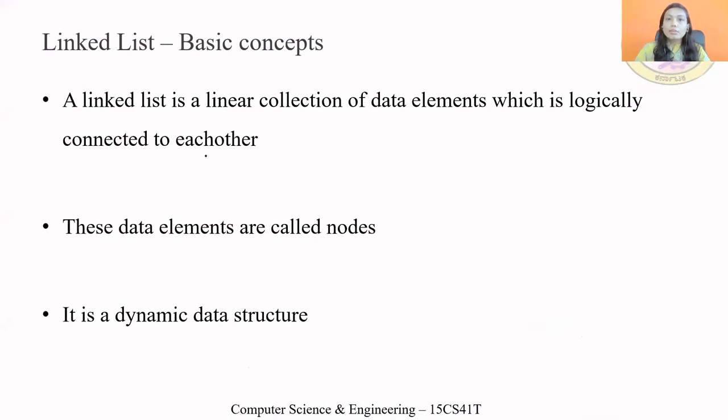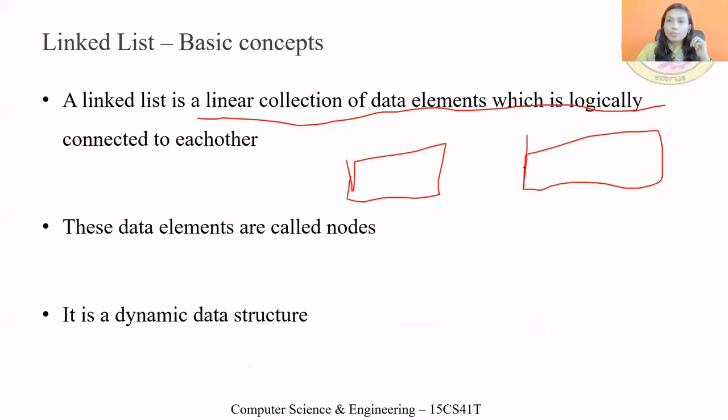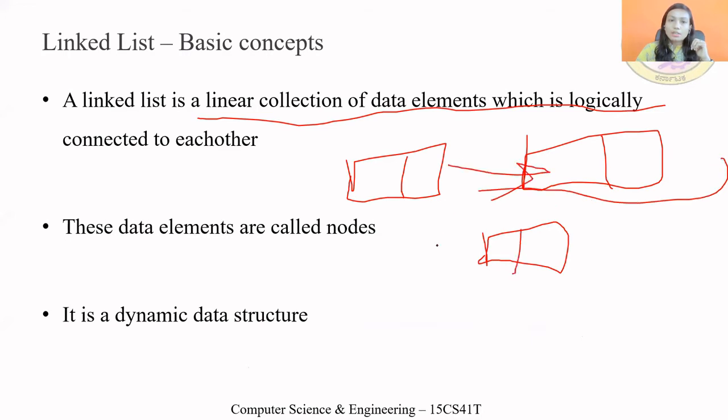So it is linear. What is this linked list? It is linear collection of data elements which are logically connected to each other. It is formed by something called nodes. They are made up of nodes and they are connected to each other. So the data elements are called nodes. It is a dynamic data structure.